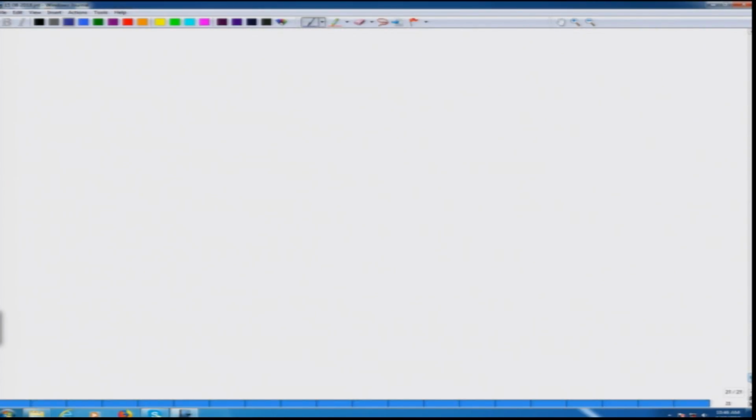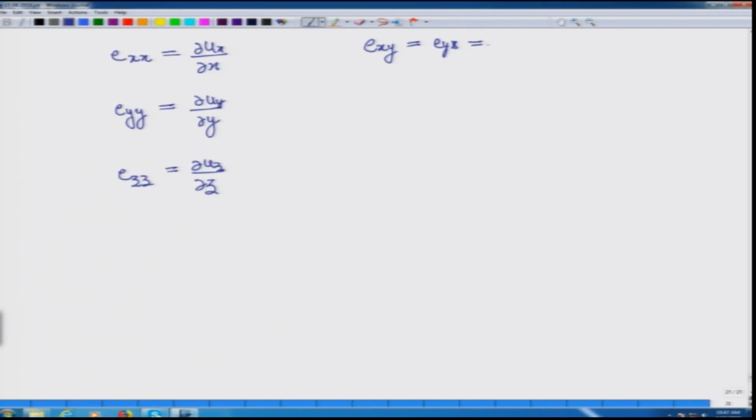And therefore, let me write it all together at one place. So, we can come back to it when needed. Exx is equal to del ux by del x, Eyy is equal to del uy by del y, and Ezz is equal to del uz by del z. Exy is equal to Eyx, because now in this format Exy would be equal to Eyx, and this would be nothing but the average of the shear deformations.